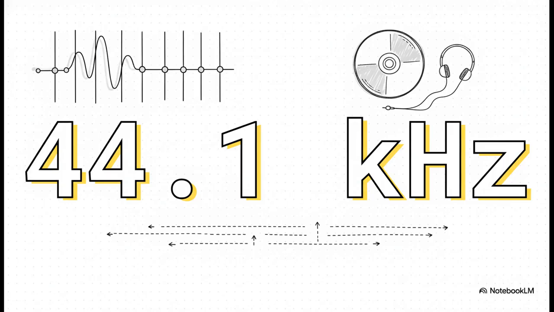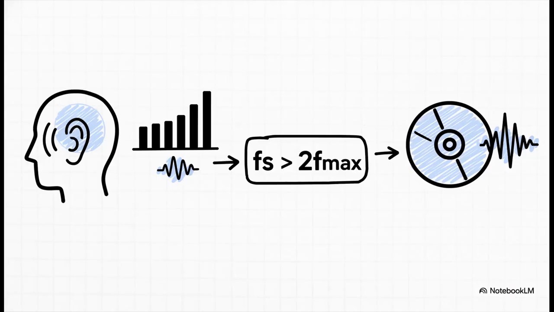You've probably seen this number before, 44.1 kilohertz. It's famous as the sampling rate for audio CDs. And the reason for this very specific number is a perfect real-world application of everything we've just talked about. So the upper limit of human hearing is generally considered to be about 20 kilohertz. To satisfy the Nyquist theorem, we need a sampling rate of at least double that, so at least 40 kilohertz. The CD standard uses 44.1 kilohertz, which gives us a nice little buffer and makes sure that all the frequencies we can possibly hear are captured perfectly, with no aliasing.